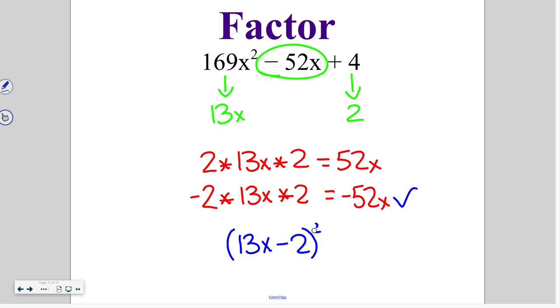So what that is essentially saying is 13x minus 2, 13x minus 2 are our factors, but we don't need to write out that second factor pair. We just need to write squared. If it had been a positive 52 here, then this first piece would have checked out, and that would be a plus for the final answer. But since we started with subtraction, that answer is going to be subtraction.